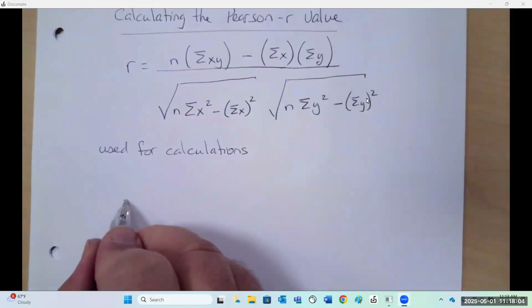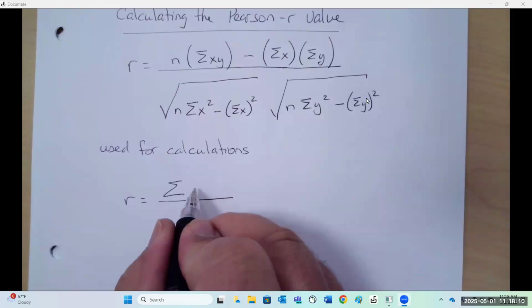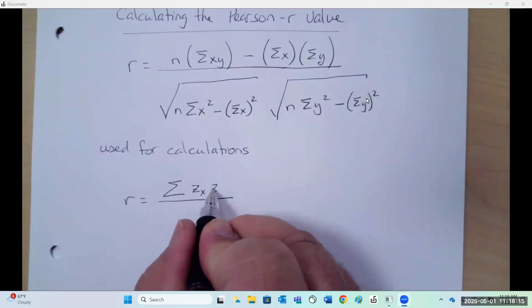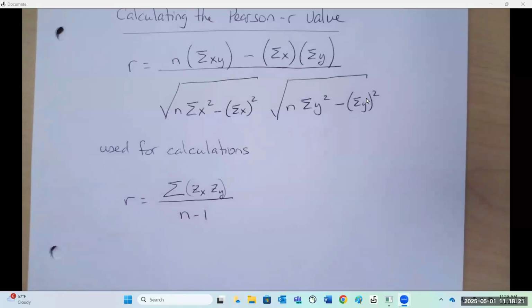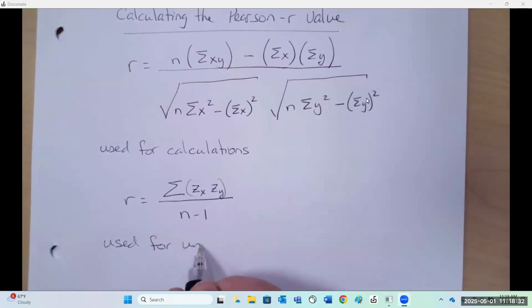The other format we use is the summation of the z-score of x times the z-score of y, over n minus 1. This one is used for understanding. If you just want to understand what's going on with your data set, that's the one you'll use.